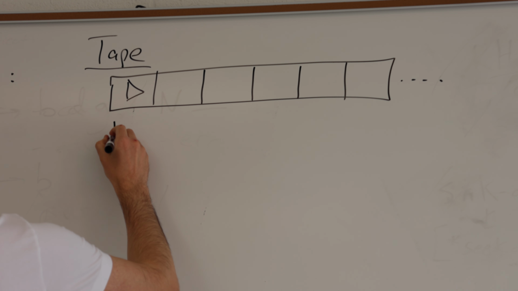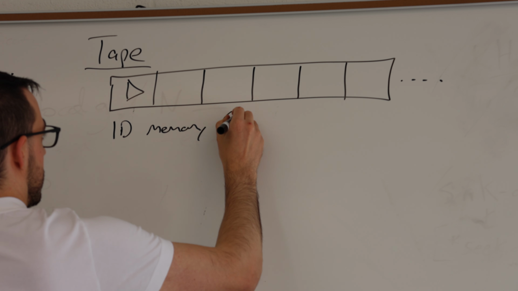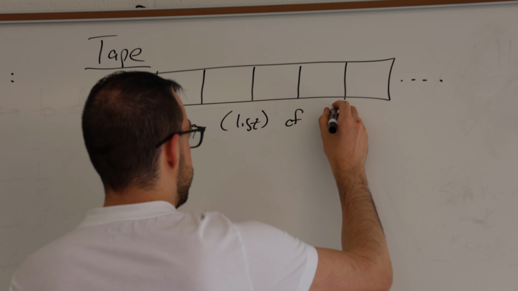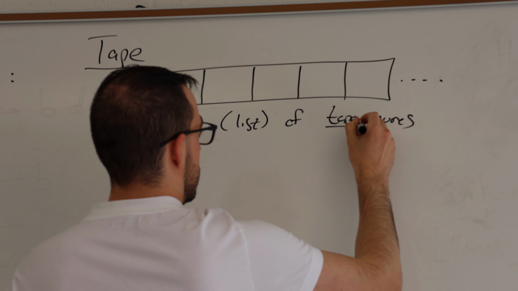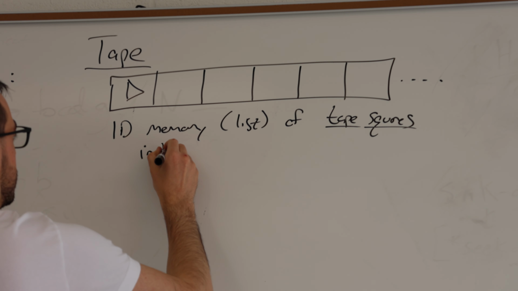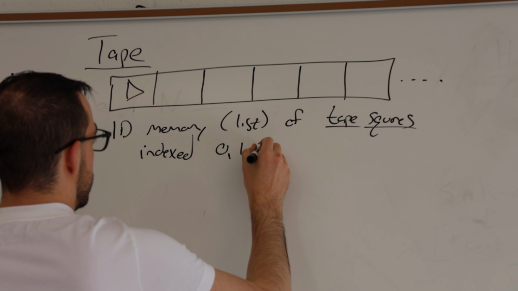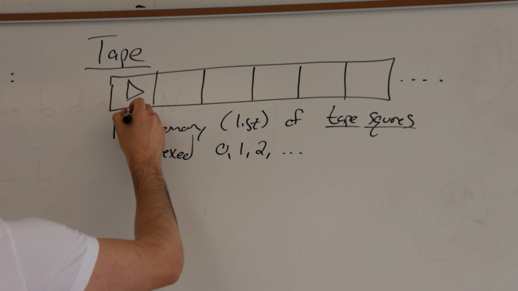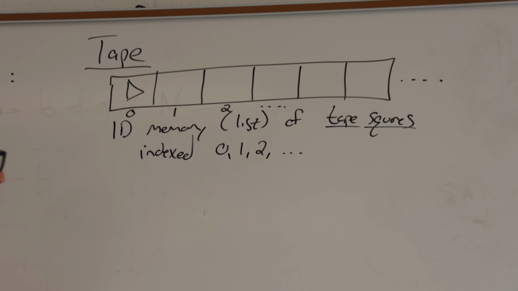So the tape itself is a one-dimensional memory, or list, if you will, consisting of tape squares, which are indexed naturally, as you might expect, 0, 1, 2, so on and so forth. So this leftmost one would have the index 0, index 1, index 2, and then that continues.